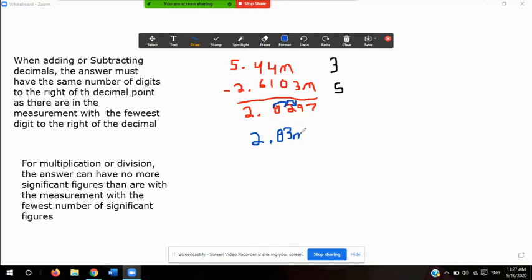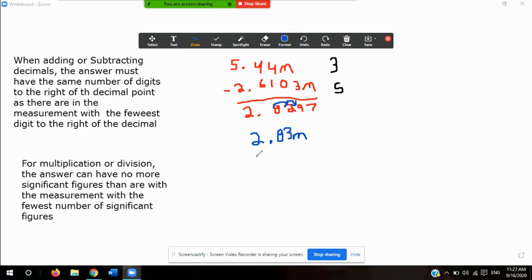So we need 3 significant figures, and I have 1, 2, 3 significant figures, but when I look at the 2, I know that it's followed by other numbers. And to make this as accurate as possible, what I do is I need to round. So next to the 2, there's a 9, and that means that 9 is greater than 5, so I round that up to 2.83.